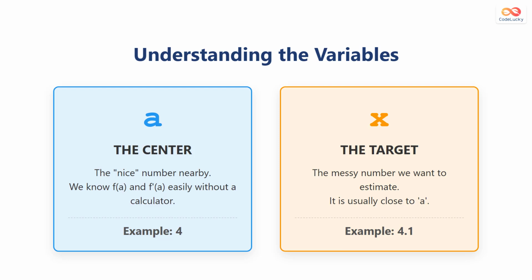It is crucial to understand the difference between a and x. A is our center. It is a nice, friendly number where we know the answer easily, like the square root of 4. X is the target. It is the messy number we are trying to find, like the square root of 4.1. We build our line at a, and we use it to look at x.